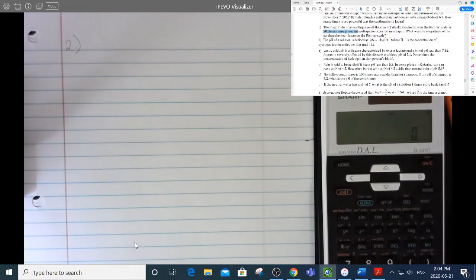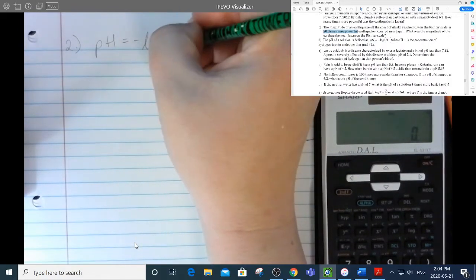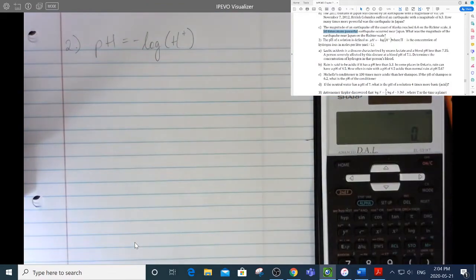So number 2. Number 2 is pH. pH is equal to the negative log of the hydroxide ion concentrations, or hydrogen ion concentrations, I should say. And so that's what the pH scale is based on. It's a measurement of a concentration of a type of ion that you would find in a solution.